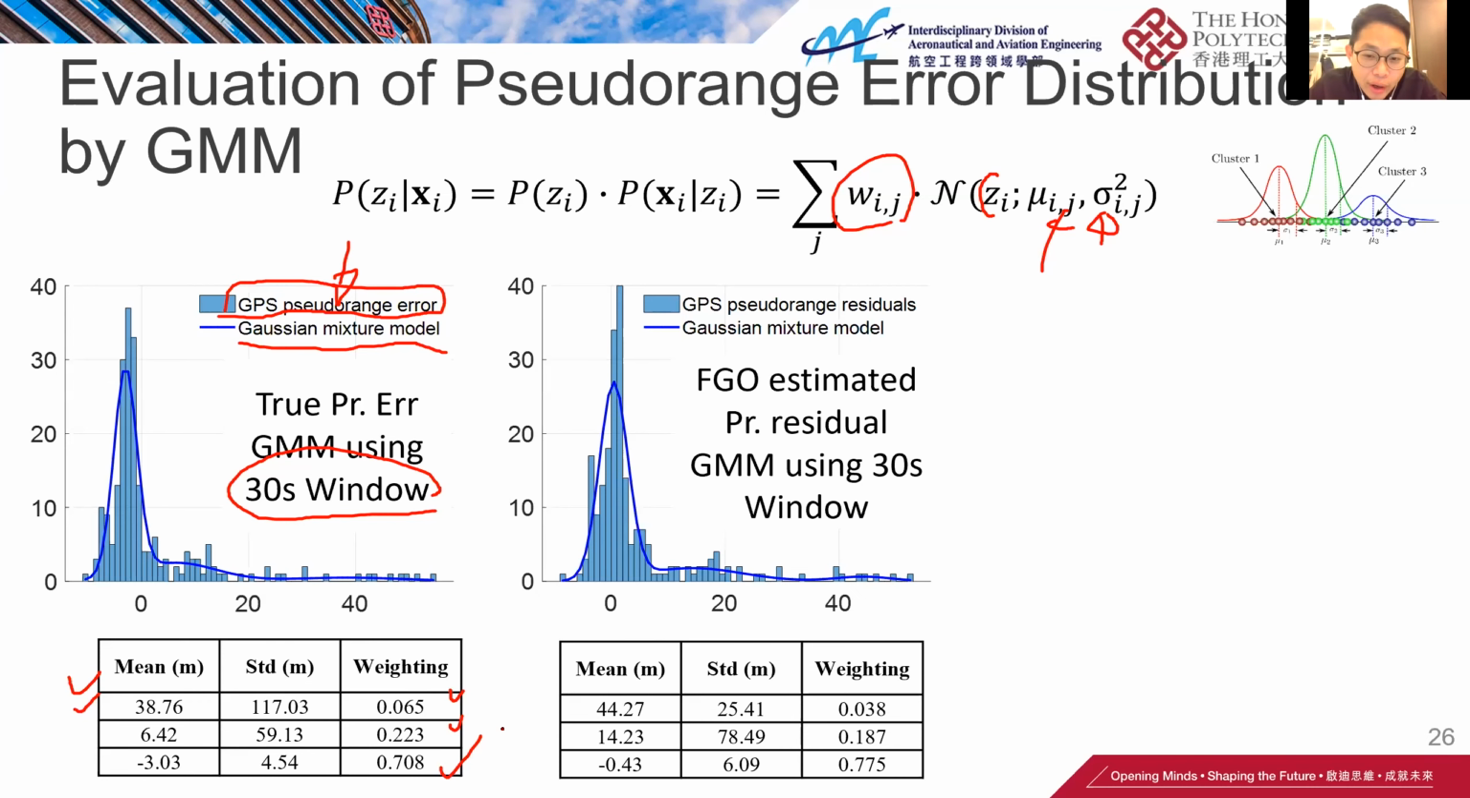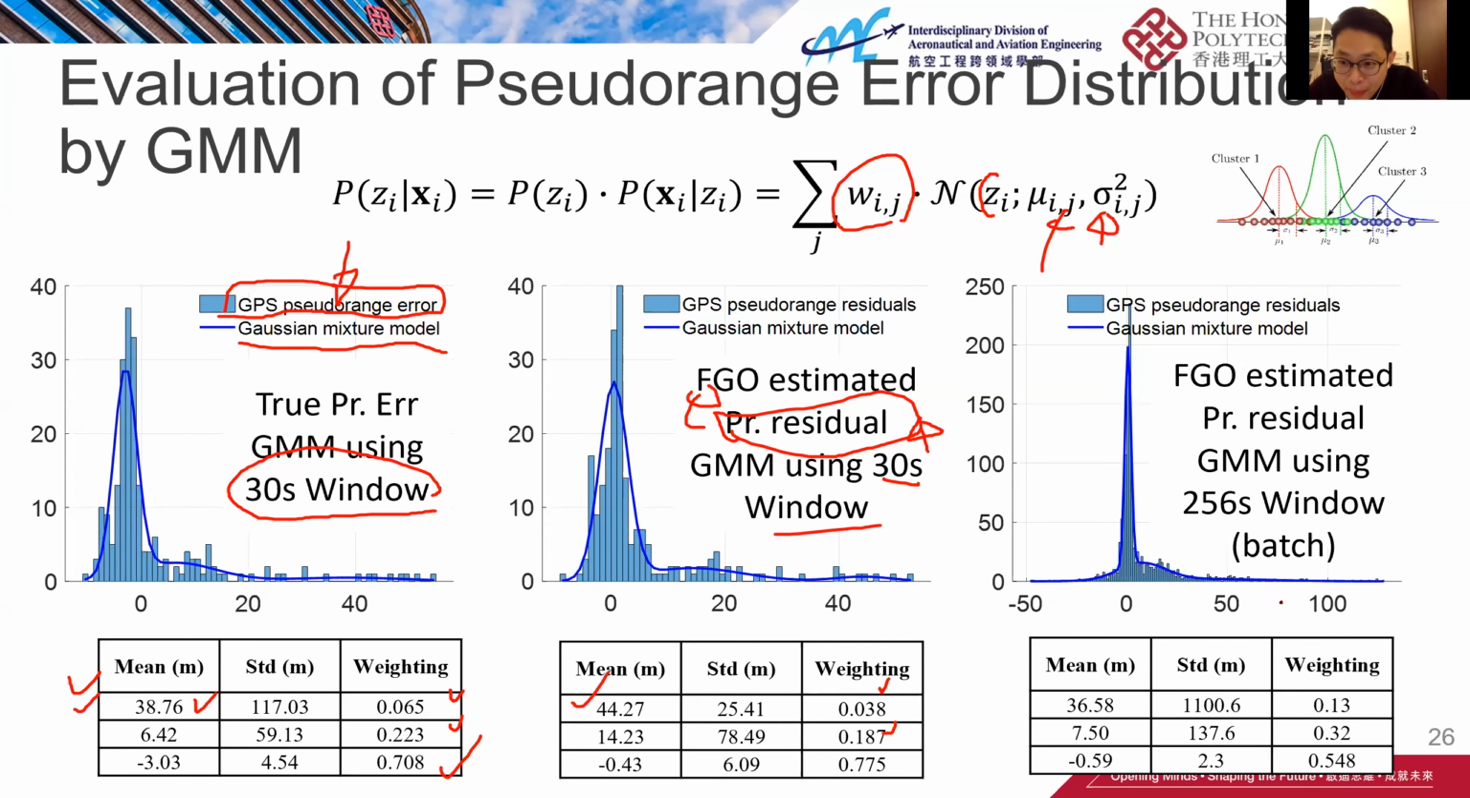Okay, so if we model the pseudorange residual estimated by FGO, we also use the 30-second window to calculate the distribution of the pseudorange residual. This is how it looks. If you take a quick comparison, the mean is quite similar, the weighting is quite similar, and the standard deviation is quite similar. So you can see the whole distribution looks quite similar, meaning that your FGO using a 30 second window can model the error pretty well.